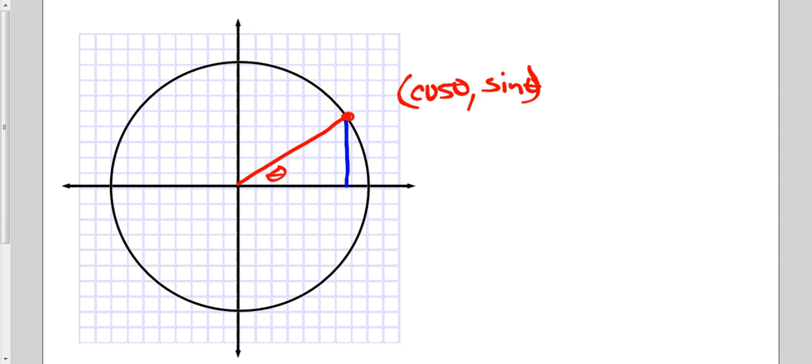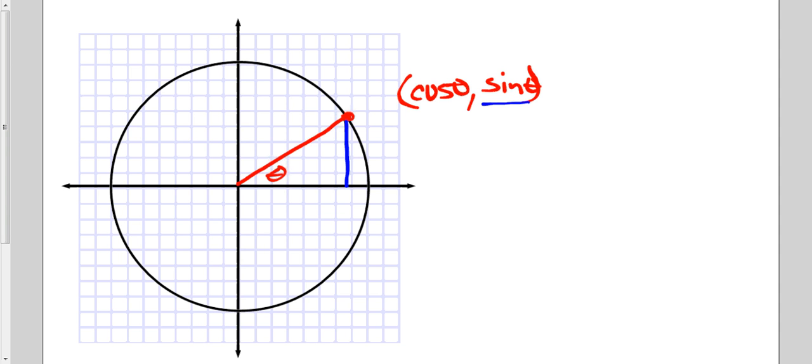I got it written up on the board. What's the length of the blue line? It's an expression. It's not a number. I don't have an X written on the board. Sine theta. Good. Right? If my y coordinate is sine theta, well, the length between the x-axis and that point is sine theta.